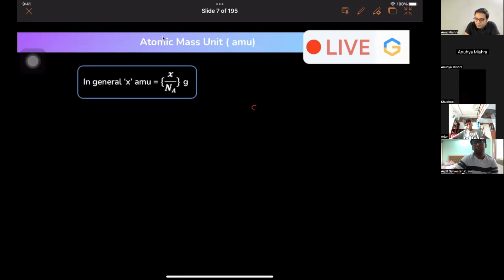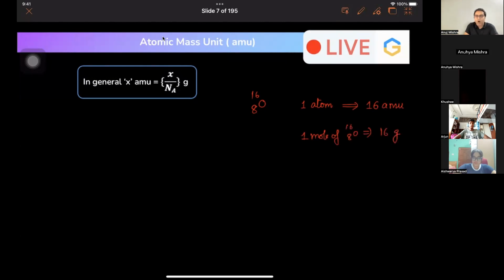Can I write 8O16? If we take one atom of 8O16, its mass is 16 AMU. And if I take one mole of 8O16, its mass is 16 gram. How many of you agree with this line? Raise your hand.